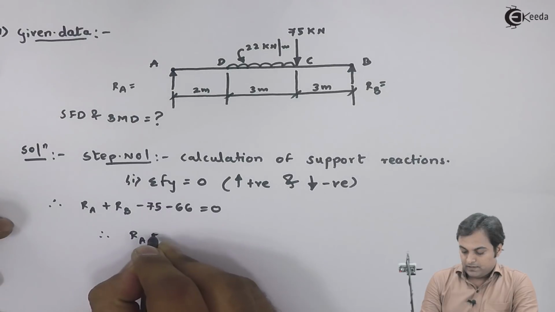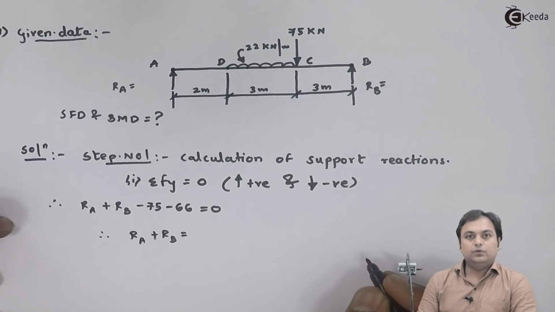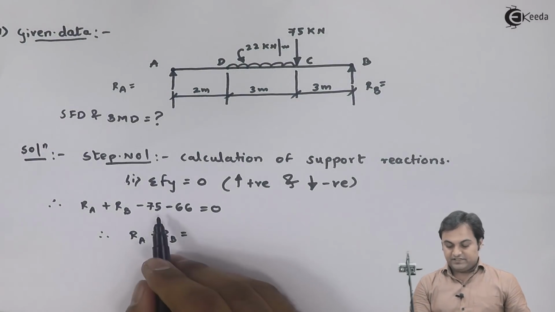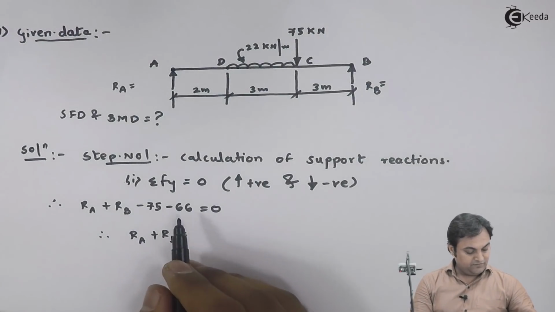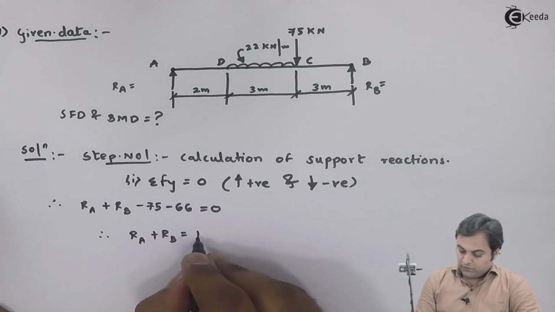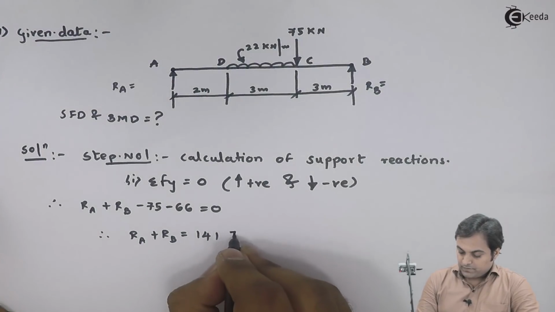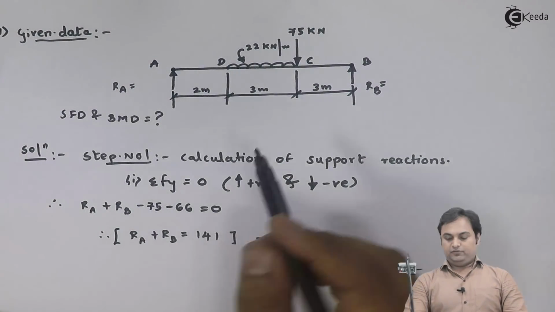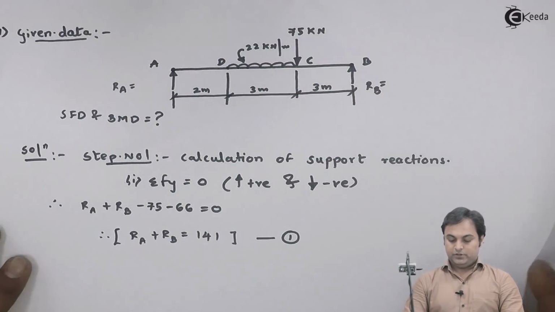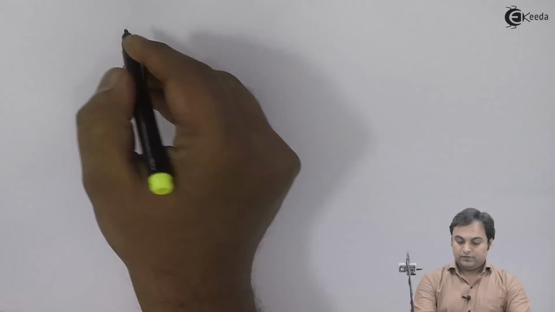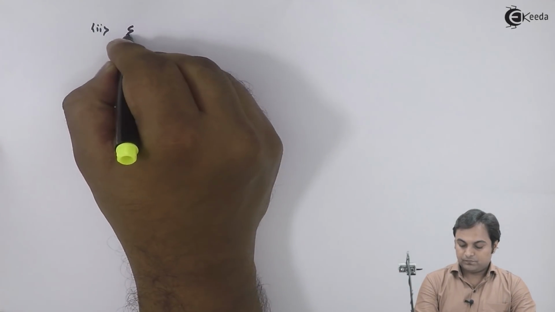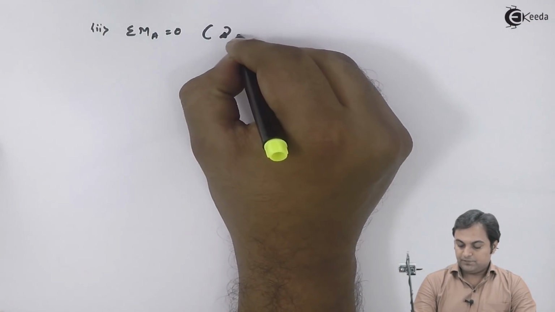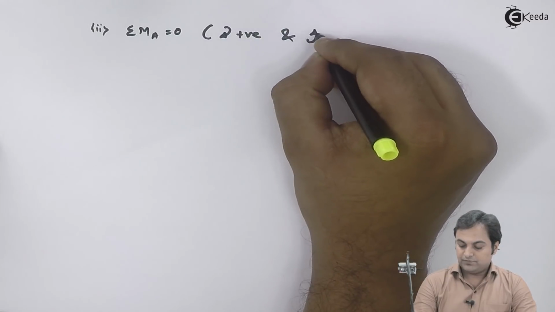Therefore RA plus RB will be equal to, if I shift these values onto the other side, 75 plus 66. If I add them, I would be getting this as 141. Keeping this as my first equation. Now after this I would be taking moments of all forces about point A. So I'll say that summation of moments about point A is equal to 0, where I will take clockwise moment positive and anti-clockwise moment negative.